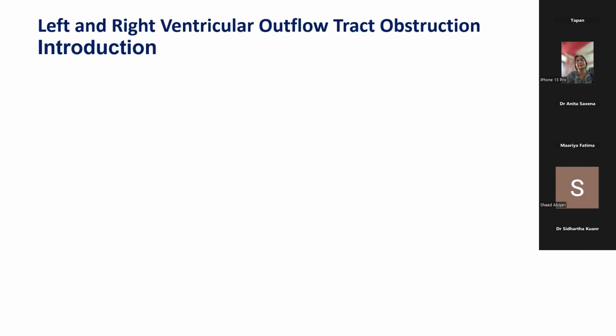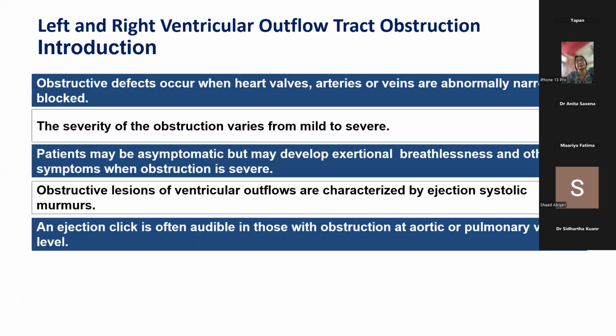Now, if we take outflow tract obstructions, we could divide them into the left side and the right side. But basically, it means that there is an obstruction to flow at one of the valves. And it could be arteries, it could be veins. But most often when we say outflow tract obstructions, we usually talk of aortic stenosis or pulmonary stenosis. You can have mitral stenosis, which is congenital, but I'm not going to talk about that. That's an inflow obstruction, and that's often rheumatic.